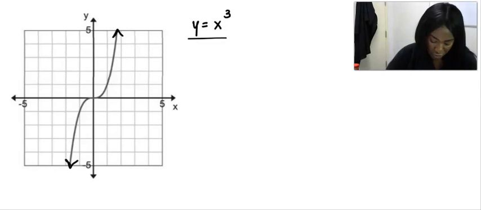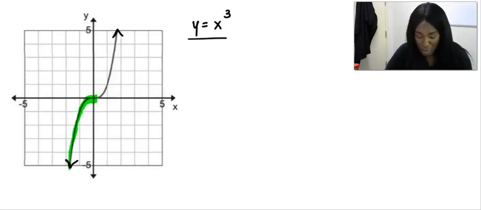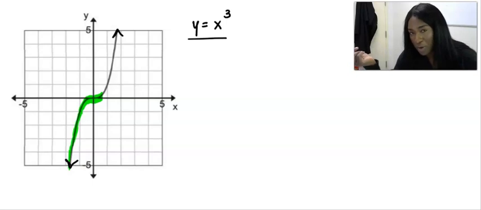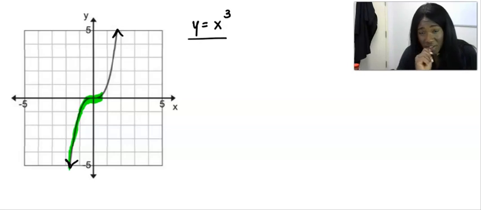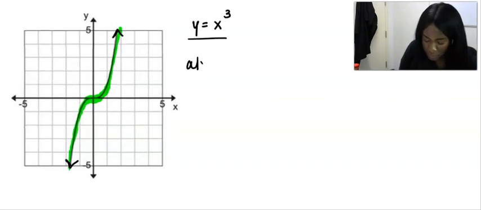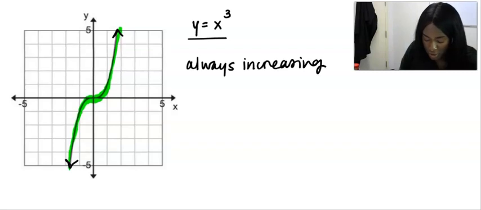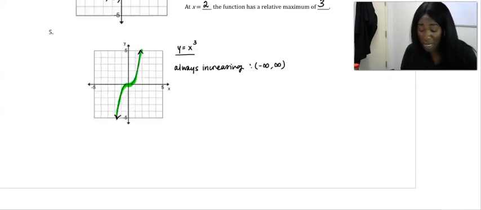So as we begin to trace through the graph from the left to the right, my pen is moving upward. My pen is still moving upward on that part in the middle. Sometimes people would try to argue that the graph is horizontal right there. It is not. It is gradually continuing to go up as it goes through that squiggle. The graph is still going up here, still going up here. So this function is always increasing. This function is increasing on its entire domain. So if I was asked where it was increasing, my answer would be negative infinity to positive infinity.